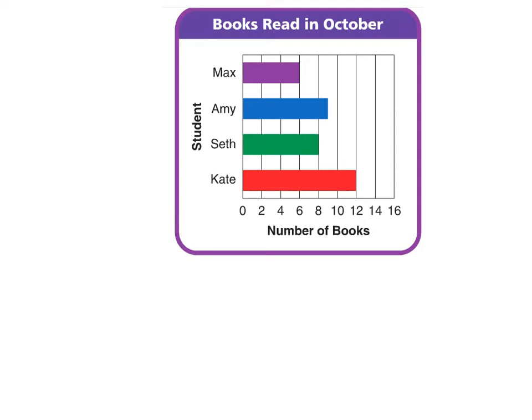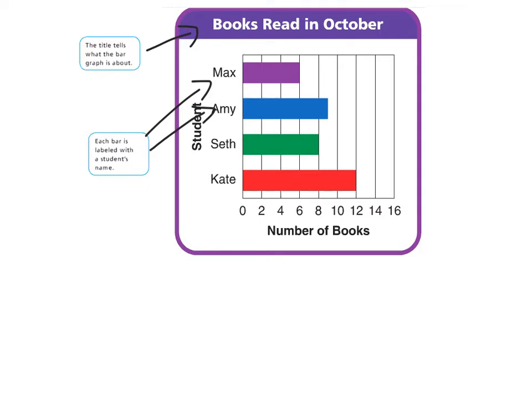So let's look at this bar graph. The students in the reading group made a bar graph to record the number of books they read in October. The title of this bar graph is Books Read in October. The title tells what the bar graph is about. Notice the bars. Each bar is labeled with a student's name: Max, Amy, Seth, and Kate.